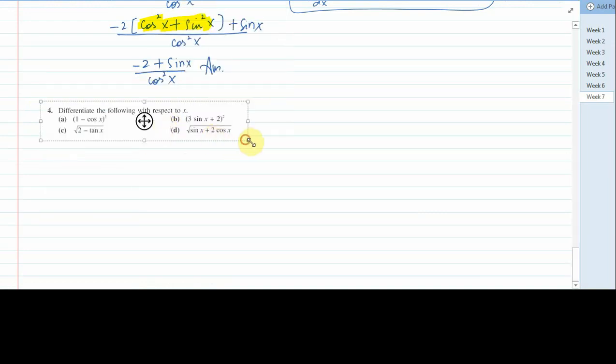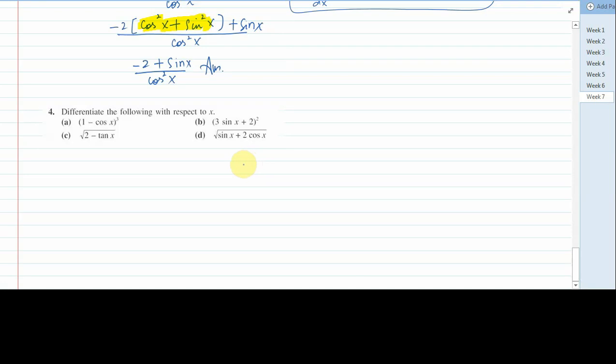It says differentiate with respect to x, and we are going to start with the first part. It says 1 minus cos x to the whole power 3. Alright, we need to derivate the function. So before differentiating the function cos x, we need to derivate the power first, right? And the differentiation of power, we know that first we need to write down the power and then subtract 1 from the power, that will be 2.